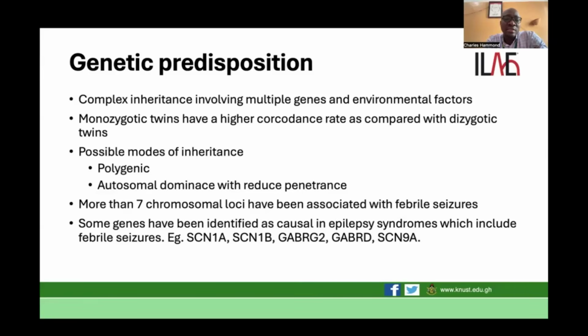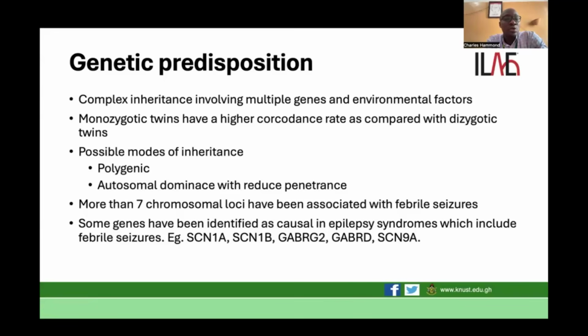It is noted that monozygotic twins have a higher concordance rate as compared to dizygotic twins. And the possible modes of inheritance have been polygenic, but again, autosomal dominant inheritance has been identified. And in these children with autosomal dominant inheritance, there is reduced penetrance. What it means is that not all children who inherit a particular mutation will express the phenotype.